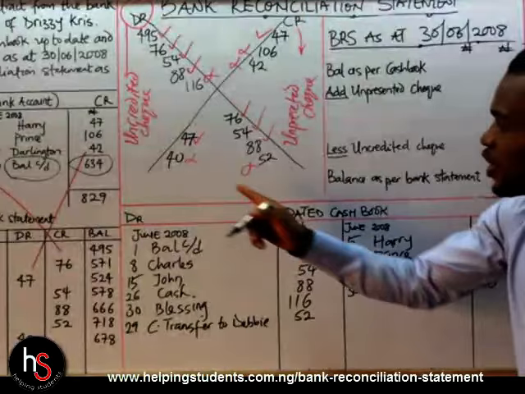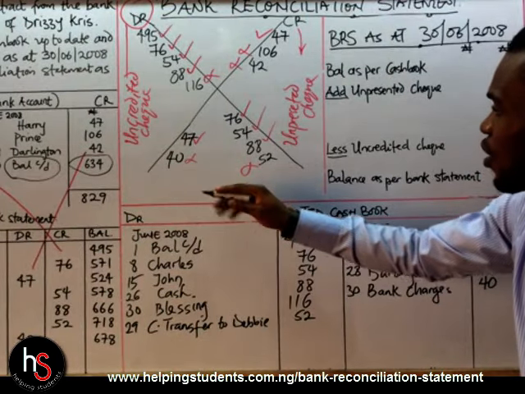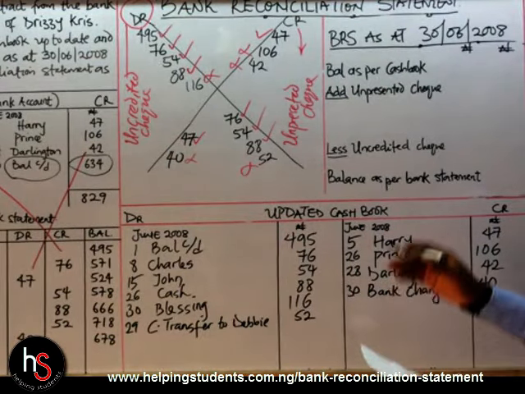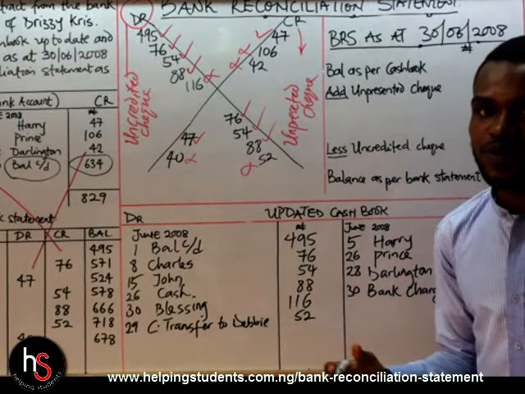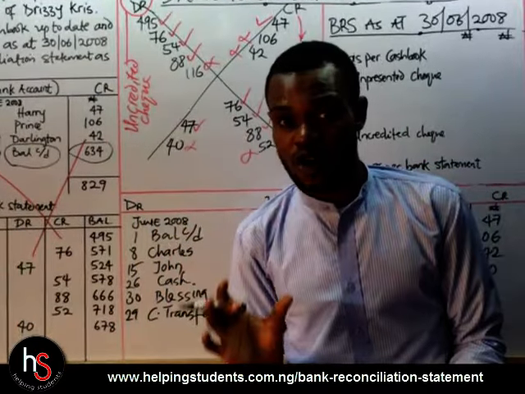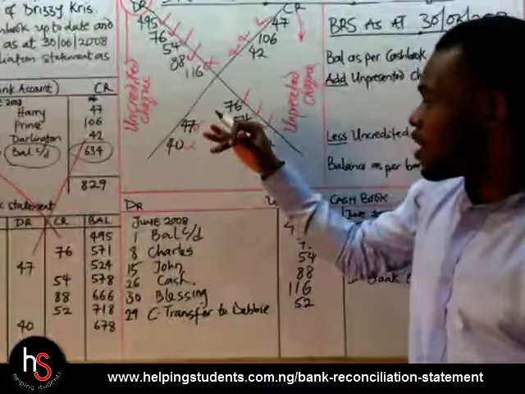Okay. Now take note. These values, we are not making use of them because this is the updated cash book. All right. If we are solving the adjusted cash book, remember, visit our blog post. I've given you the format already. You read and you know when to make use of these values.